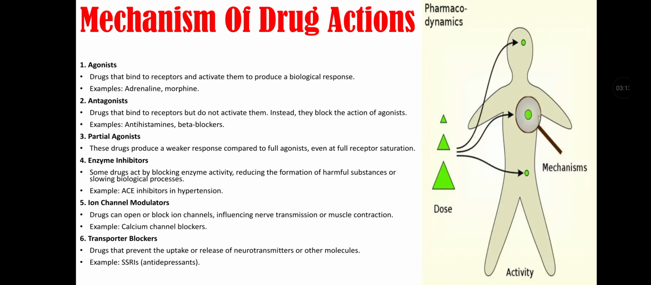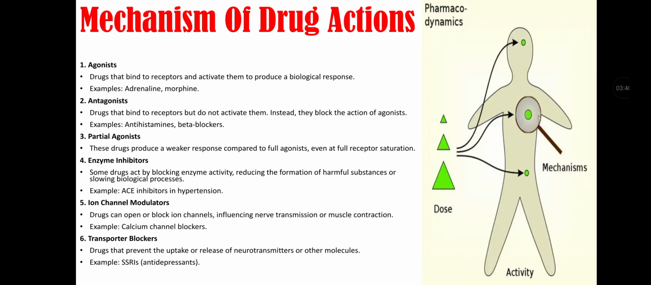Fourth is enzyme inhibitors. These are drugs that act by blocking enzymatic activity, thereby reducing the formation of harmful substances or slowing biological processes. Examples include ACE inhibitors in hypertension. Fifth is ion channel modulators, which are drugs that can open or block ion channels, influencing nerve transmission or muscle contraction. Their examples include calcium channel blockers.